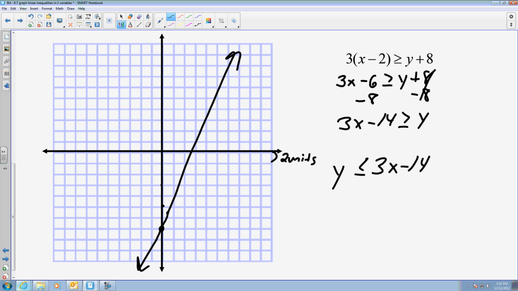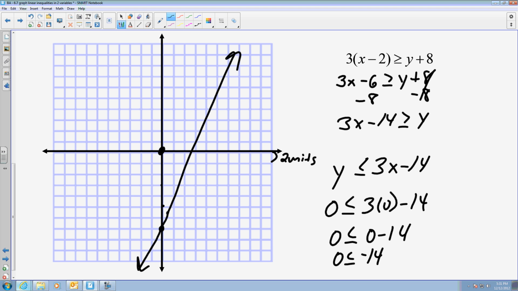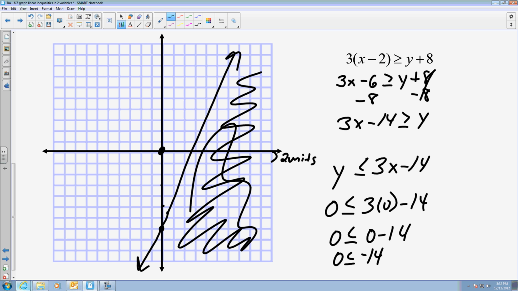So now, again, (0, 0) is my test point. I get 0 is greater than or equal to 3 times 0 minus 14, and 0 is greater than or equal to 0 minus 14, which is -14. And this is a false statement. So because (0, 0) is on the left-hand side of my boundary line, I am shading the other side.